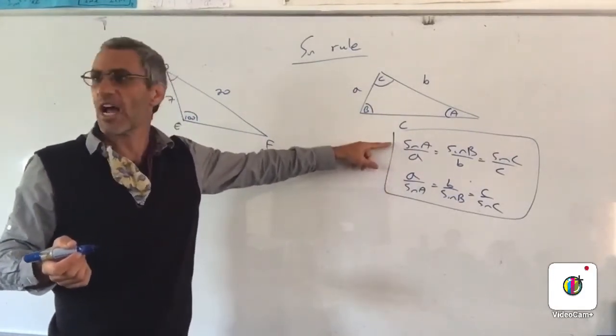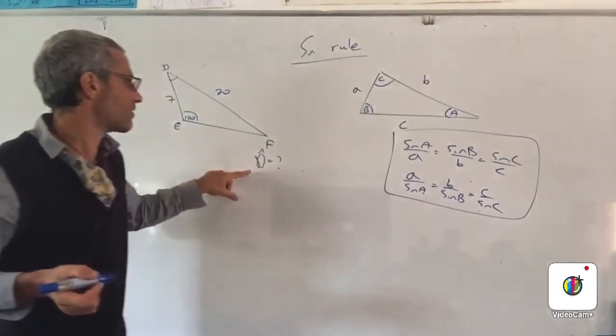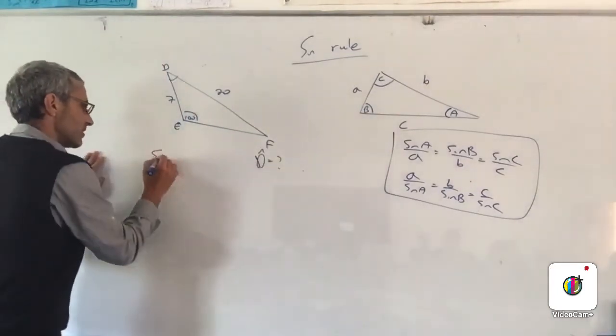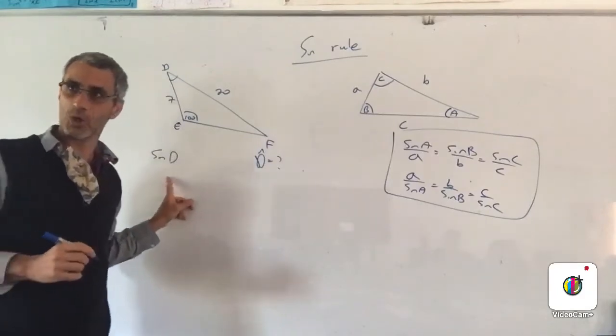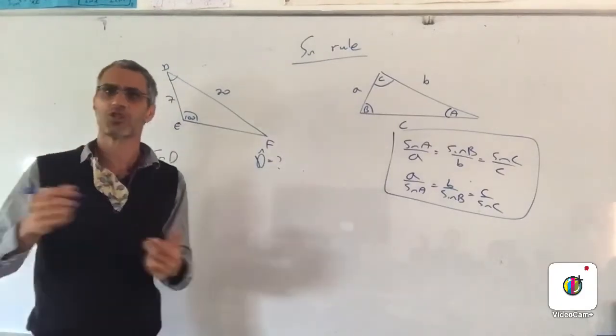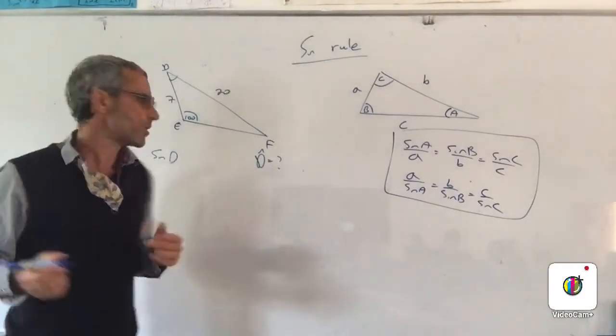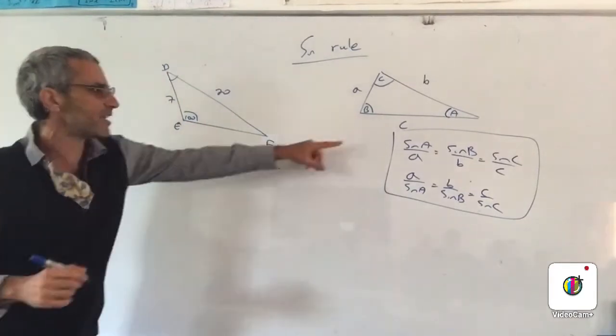You want to use the sines at the top because eventually you want to find out what sine D is, right? We want to find sine D, and once I know what sine D is, then I can find D by just doing the inverse. So we're definitely going to say sine D divided by something.